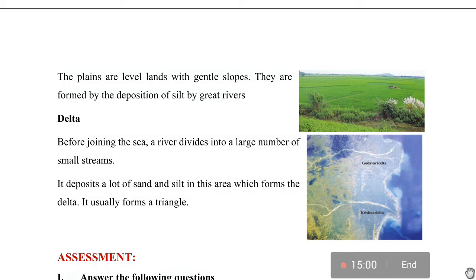Why does this delta form before joining into the sea? Because these rivers bring a lot of sand and silt into this area. Due to this reason the delta forms, and it usually forms a triangle. We already told you that it is a triangular or delta shape. See here, Krishna delta and Godavari delta in the picture.